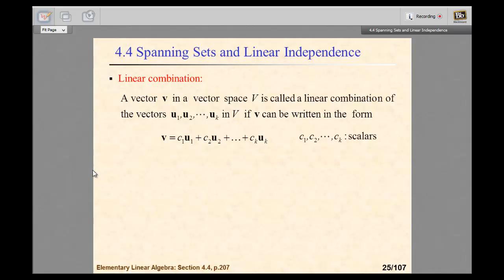So the next thing is linear combination. A vector V in a vector space is called a linear combination of u1, u2, ..., un in V if V can be written in the form V is equal to c1 u1 plus c2 u2 plus ... plus cn un, where c1, c2, c3, ..., cn are called the scalars. So these are called linear combinations.